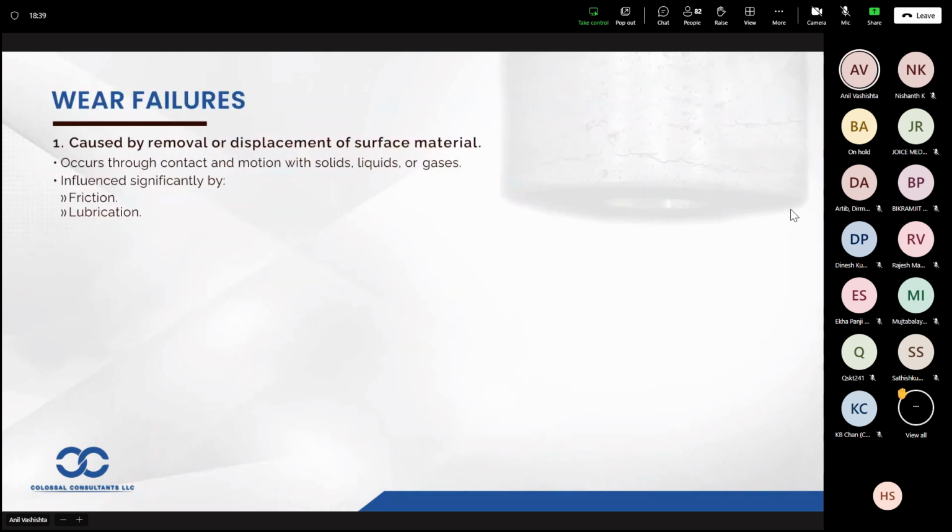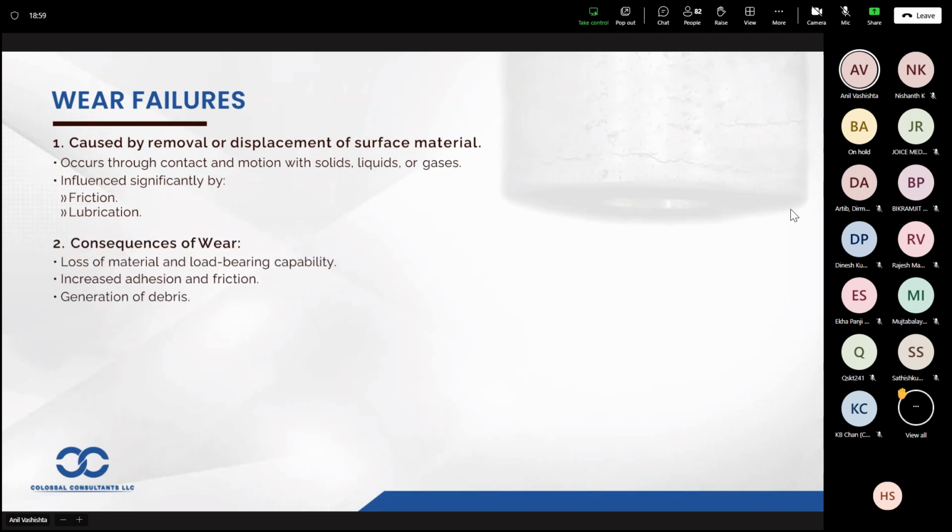The wear failures finally are caused by the removal or displacement of surface material and occur through contact and motion with solids, liquids, or gases, and are significantly influenced by friction and lubrication. The consequences of wear failure are loss of material and load bearing capability, increased adhesion and friction, and generation of debris. And the controlled wear, an example of which is the automotive brake pad, is intentionally wearing to have controlled wearing.